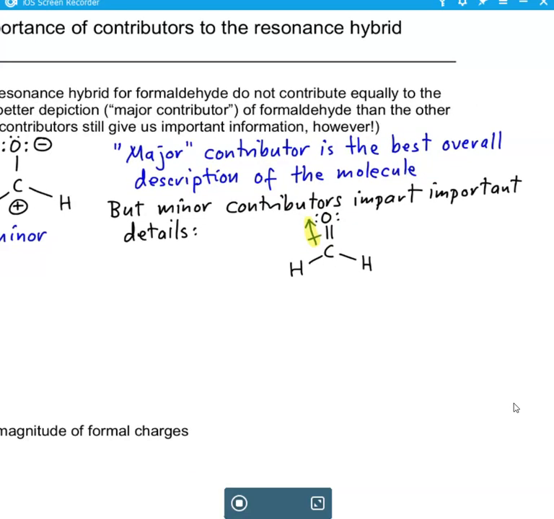Another way that organic chemists have of drawing that. I just can't get enough of drawing formaldehyde. I think you might have noticed at this point.